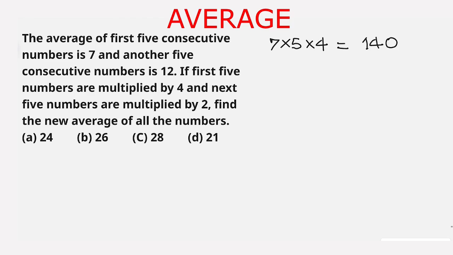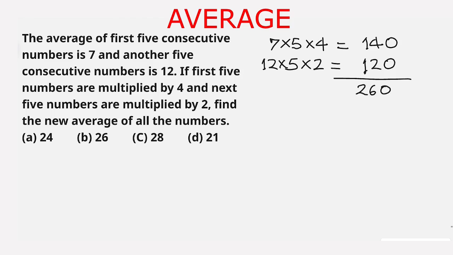And it's also given that the average of another 5 consecutive numbers is 12. So their sum will be 12 multiplied by 5, and each number of them is multiplied by 2. So we can multiply their sum by 2, and this comes out to be 12 times 5 is 60, 60 times 2 is 120. And the sum of all 10 numbers will be 140 plus 120, and that is 260.